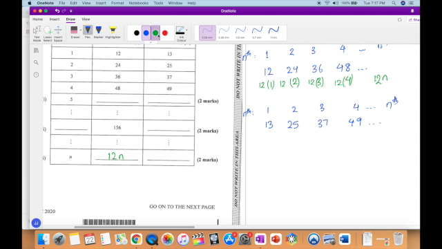So I am going to put the n here, and I'm going to ask myself, well, what do I need to do to n in order to get 13? Well, I multiply it by 13, right? 13 times 2 is 26 minus 1.